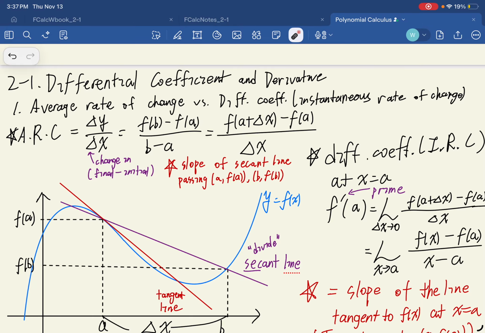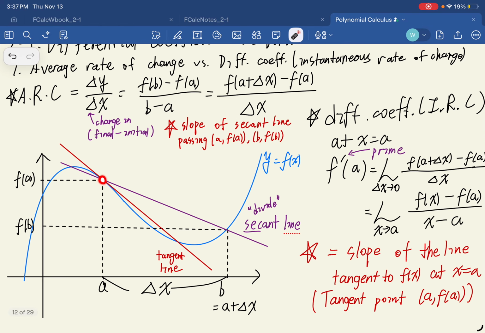So the idea here is that we have 2 points, right? As long as we have 2 points, we can figure out the slope between them. That's no problem. So what if we fix the first point, since we're curious about the tangent line at A, we fix the first point, and then we move the second point closer and closer to the first point.